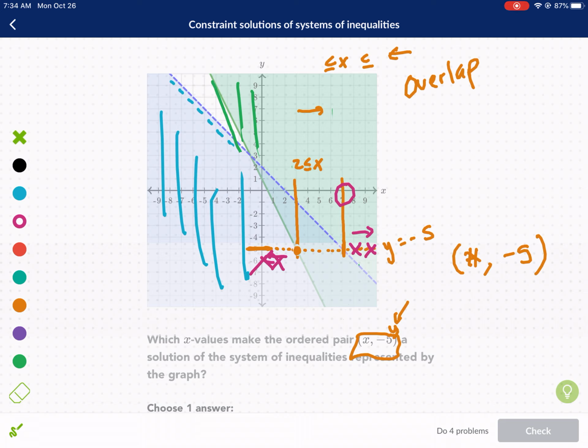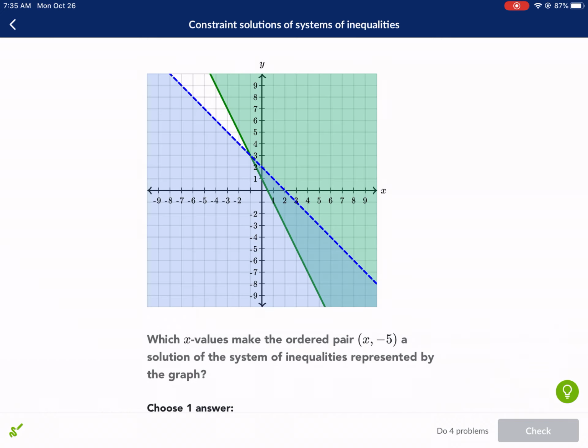Now look at where x is 7. This was the point (2, negative 5), so we know 2 was included, and that's why we wrote that. Now let's look at 7. Notice how it's a dotted line. It can't include 7. It can be smaller than 7, but it can't include it, and that's why we use the less than sign. Not less than or equal to, but just less than.